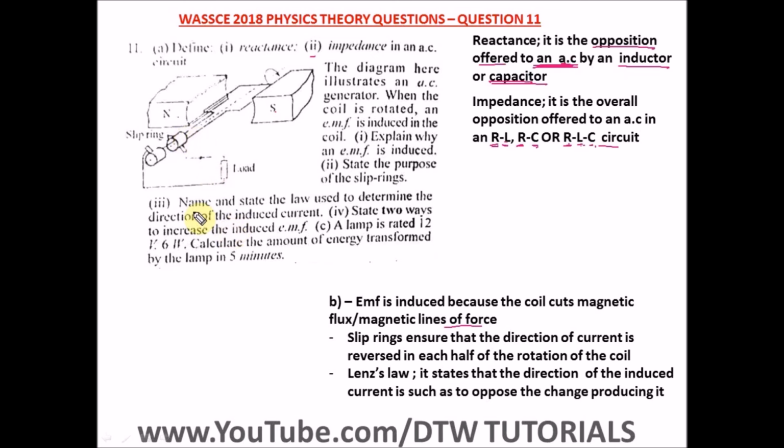Okay, the next statement is also related to this question. It says name and state the law used to determine the direction of the induced current. The law is what? Lenz's law. Then state it. It states that the direction of the induced current is such as to oppose the change producing it.